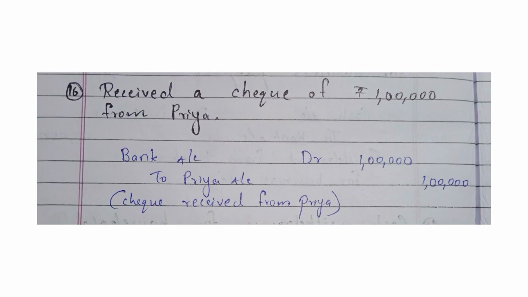The next one is received a check of rupees 1 lakh from Priya. Whenever the word check is involved, you have to understand that it is from bank. So there will be a bank account. Okay, so the journal entry will be bank account debited to Priya. The narration is check received from Priya.